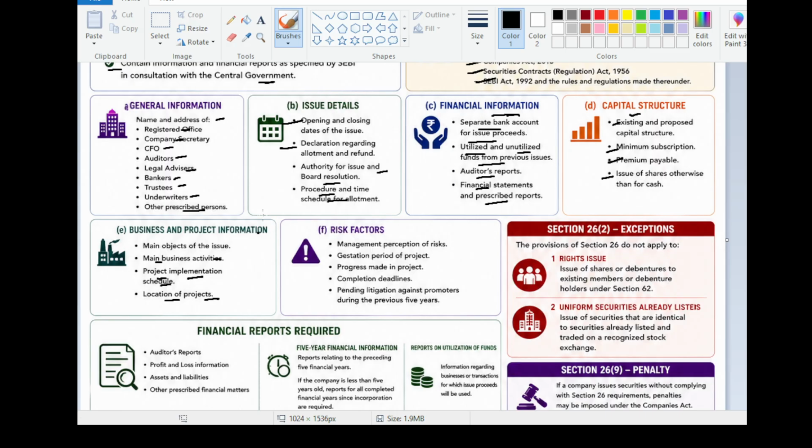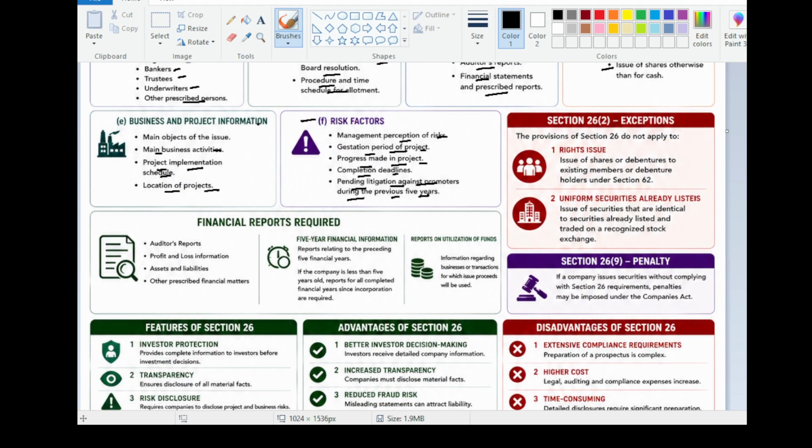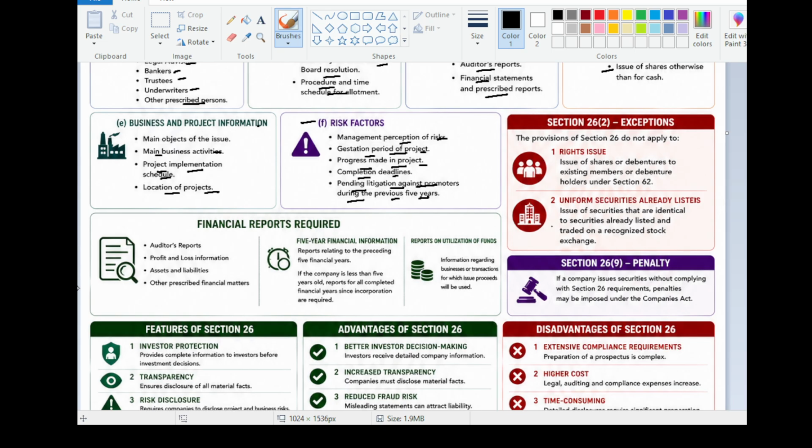Okay. Then after that come risk factors, management perceptions of risk, gestation period of project, progress made in the project, completion deadline, and pending litigations against promoters during the previous 5 years. Okay, and financial reports required: auditors' report, profit and loss information, assets and liabilities, and other prescribed financials. 5 years financial information.